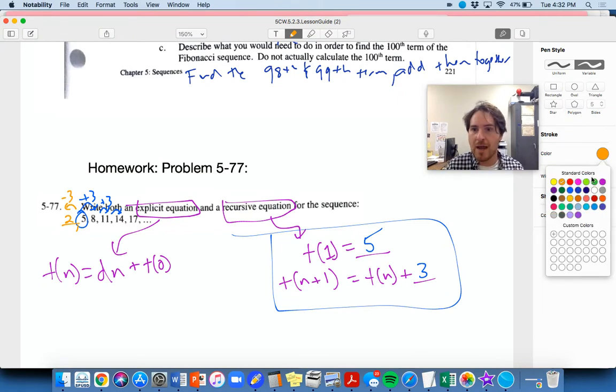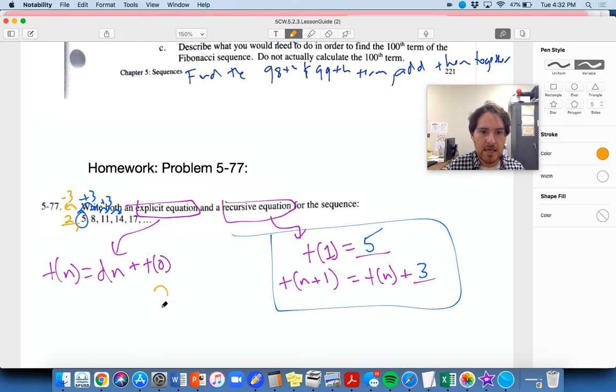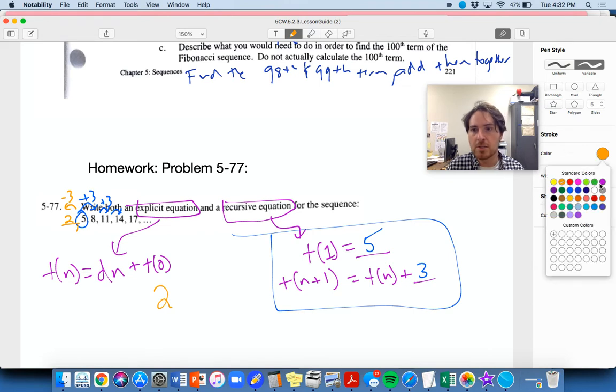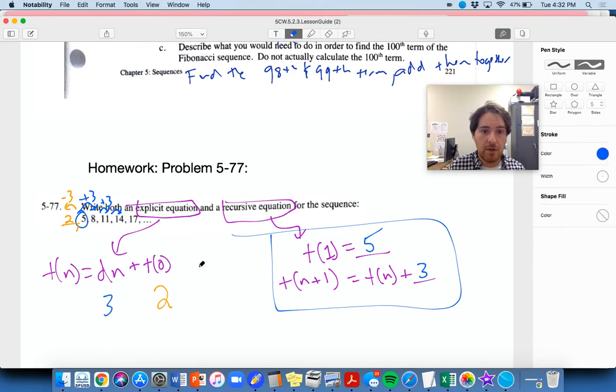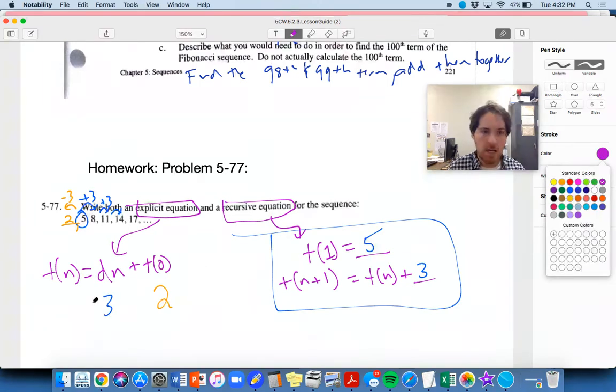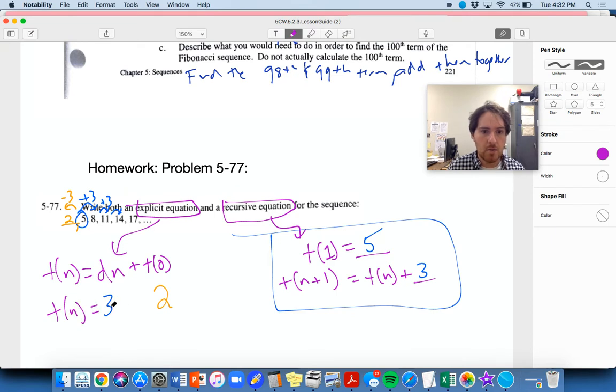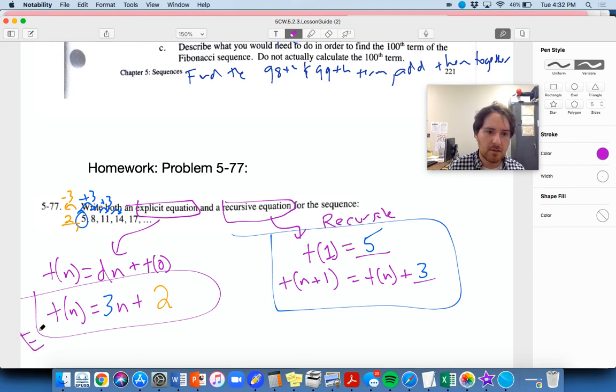So my initial value here is 2. I already deduced that my common difference is 3. Put my 3 in for the common difference. It's going to be t of n equals 3n plus 2. There's my explicit equation. So let's go ahead and label it recursive and explicit. I already kind of labeled it there, but I'll just rewrite it here.